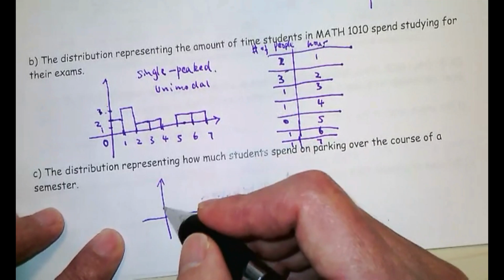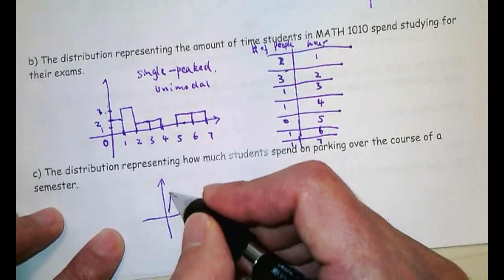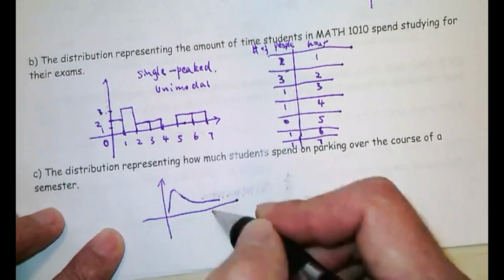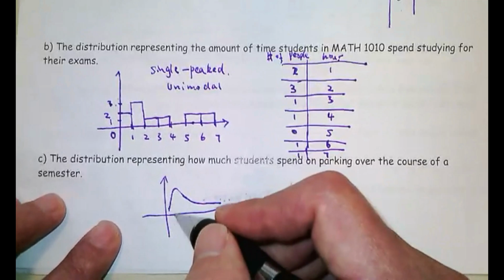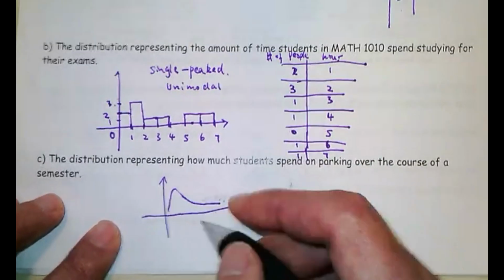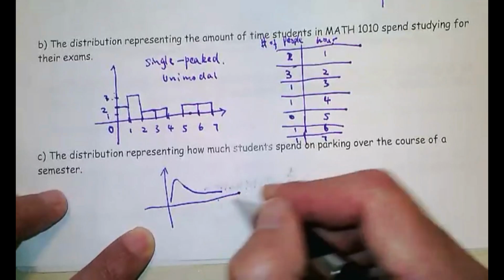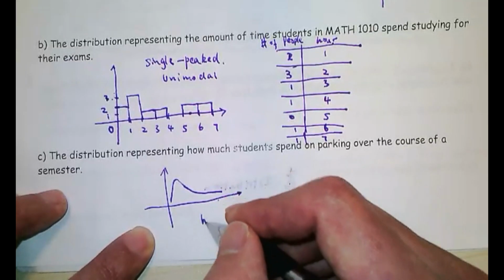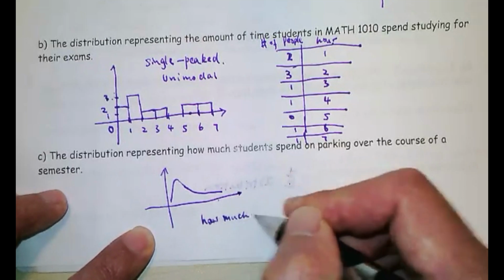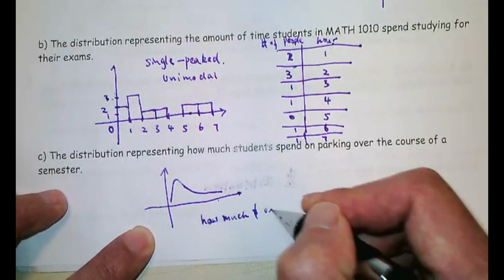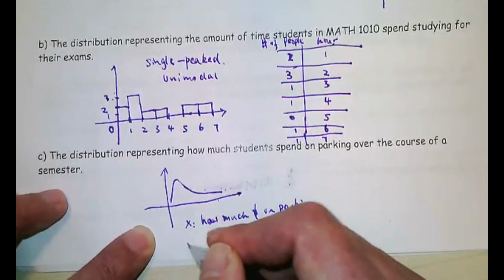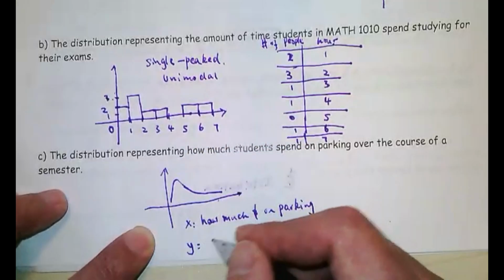There are some people, most people come to school occasionally, but there are really some people who come to school constantly. Then they belong to this right end. So the x value is how much people spent in parking. So the y here is just the number of people.